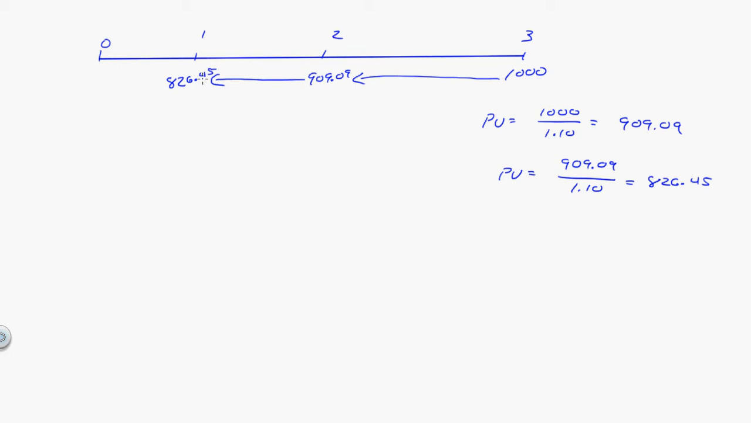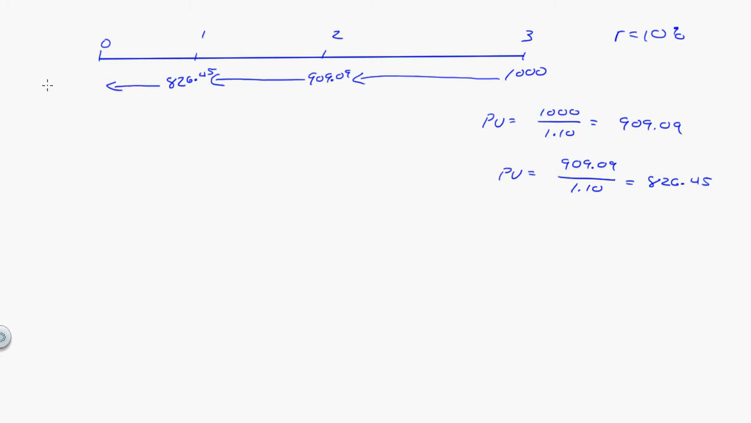Right, now think about what we're doing. If you had someone give you $826.45 a year from today, let it sit in the bank at 10%. Now remember, the interest rate is 10%. For a year, it would grow to $909. You let that 909 stay in the bank for a year, it would grow to 1,000. So we're just doing the reverse of what we did with the future value. To find present value, I'm just dividing instead of multiplying.